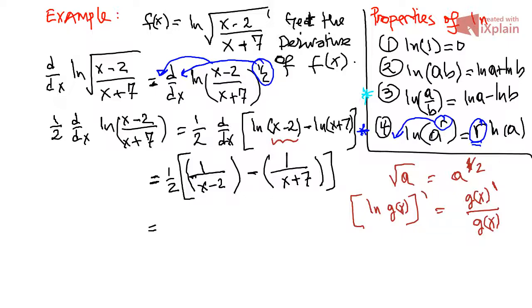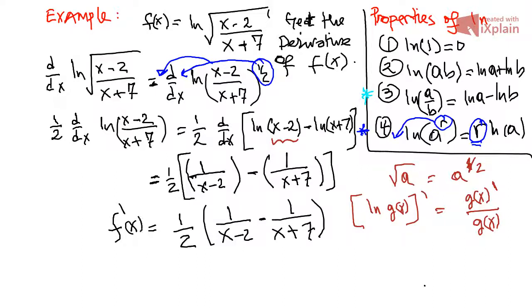Okay, and then here you go. You have simplified the expression and took the derivative in a few simple steps by applying those properties. So f prime of x is equal to 1/2 times 1 over x minus 2 minus 1 over x plus 7. You can keep going and simplify it a little more by getting the common denominator and rewrite the expression, but we're just gonna stop right here. And then here is your final answer.